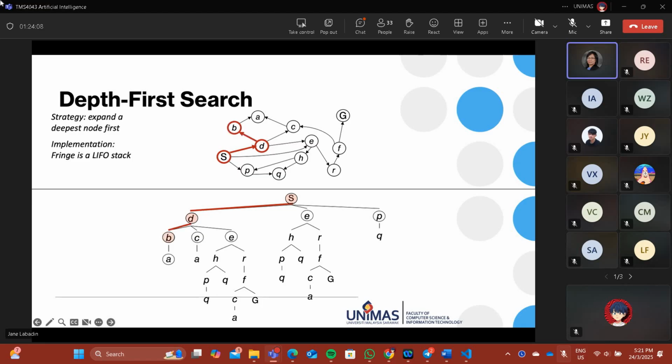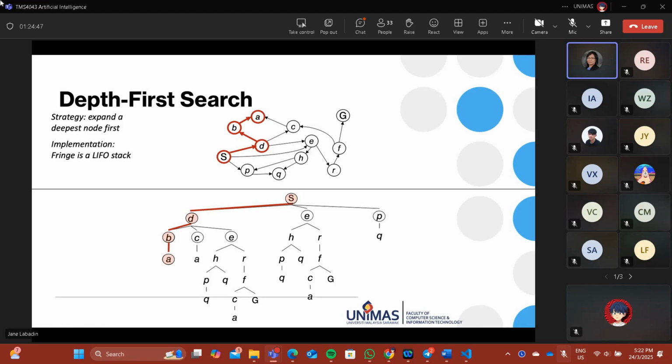Then you take this side, on the left. Then you explore B, because you need to expand the deepest first. It is last in first out. So you take this first and then you expand accordingly downwards.